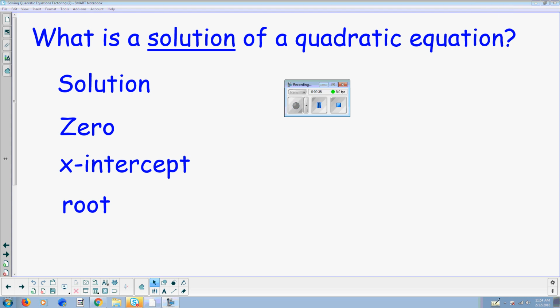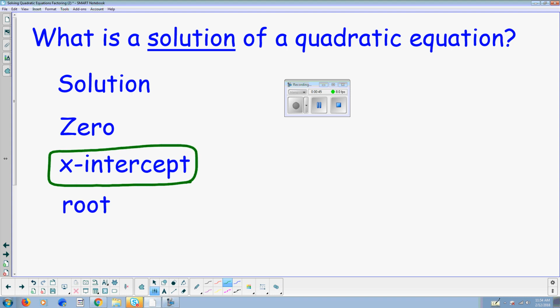So what is a solution of a quadratic equation? We've talked about these four words quite a bit, and in our first video we focused on the word x-intercept: anywhere a quadratic graph or a parabola crosses through the x-axis is a real solution to a quadratic equation. So these are real solutions, but we can also find solutions to a quadratic equation by factoring. And remember, we can use the word solution, the word zero, or root to mean the solutions of a quadratic equation.